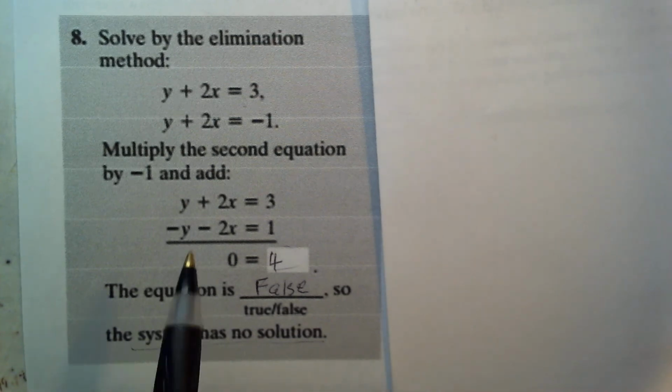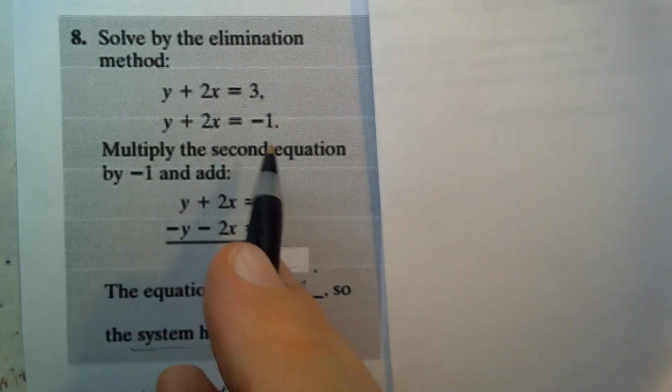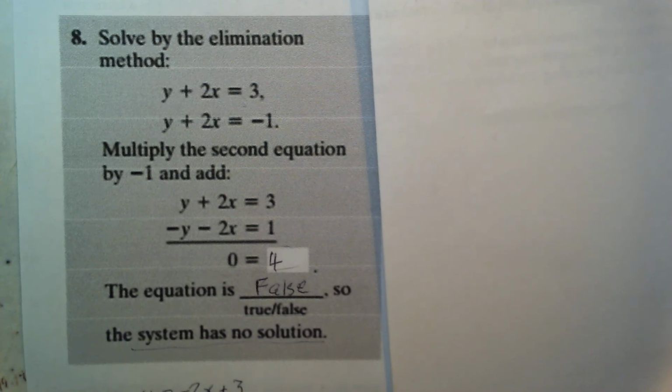Here's the reason why. When we write each of these equations in slope-intercept form, in other words, we subtract 2x on both sides, and the first equation is y equals minus 2x plus 3, and the second equation becomes y equals minus 2x minus 1. So we notice the slopes are the same, so we know the lines are parallel, and also the y-intercepts are different. So the lines are parallel, and parallel lines don't intersect. In other words, that system doesn't have any solution. This kind of verifies it, that there's no solution.